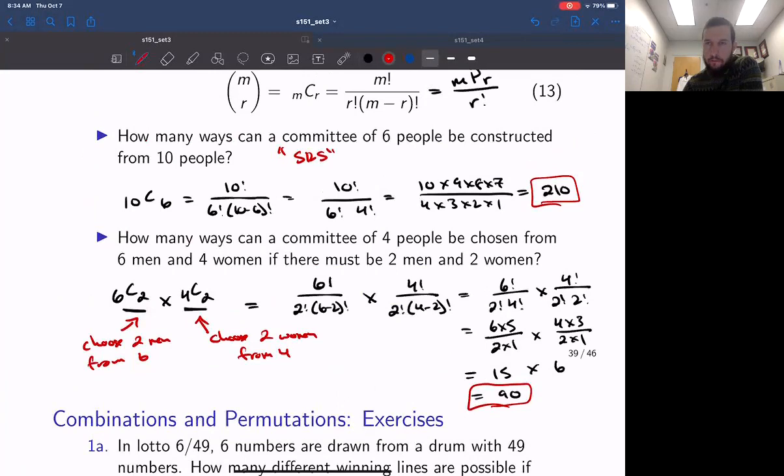So the question is, in the first example, where does the 6 factorial go? What I did here is I took the larger number and I canceled it with the numerator. So the 10 factorial over the 6 factorial gives me 10 times 9 times 8 times 7. So this reduces to 10 times 9 times 8 times 7 divided by the 4 factorial that's left over. Does that make sense?